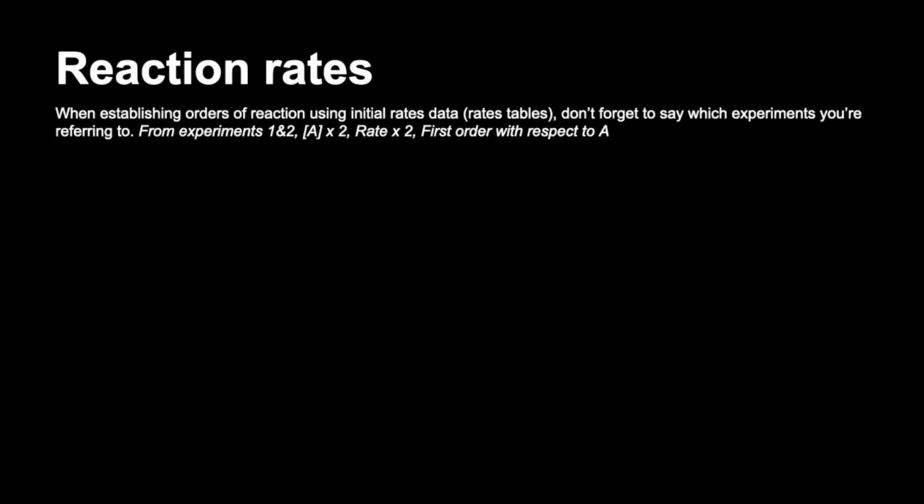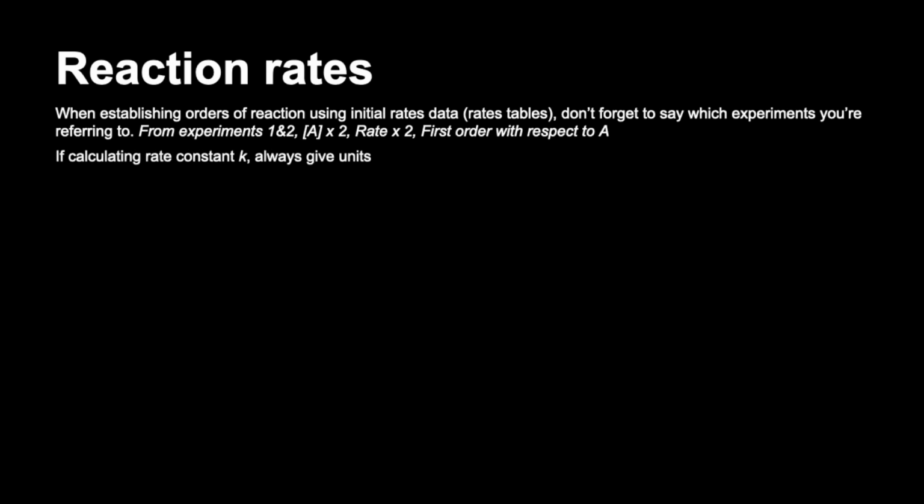Right, so reaction rates. When you're establishing orders of reaction using initial rates data, so those rates tables questions, don't forget to say which experiments you're using. So you could say something like this: from experiments 1 and 2, the concentration of A has doubled, the rate has doubled, therefore it's first order with respect to A. You've got to be really clear about which experiments you're using and what that's telling you.